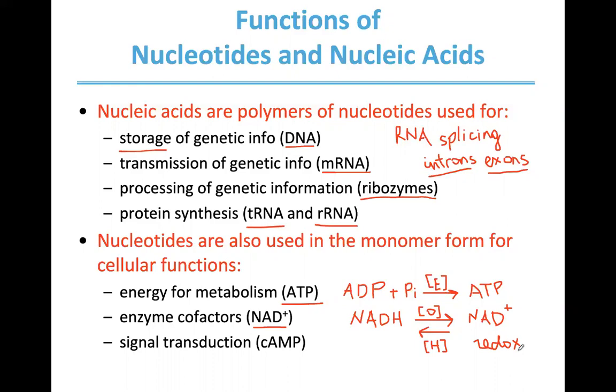And also nucleotides participate in signal transduction, for example, cyclic adenosine monophosphate. So these molecules are important components of signaling within the cell. And so we'll talk about that. I'll show you the structure of cyclic adenosine monophosphate. So this molecule binds to various enzymes and activates them or deactivates them, and thereby participates in signal transduction. All right, so these are functions of nucleotides and nucleic acids.